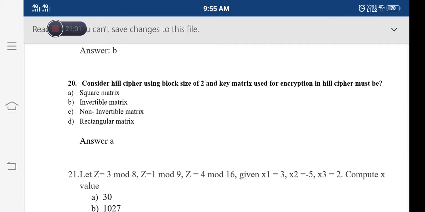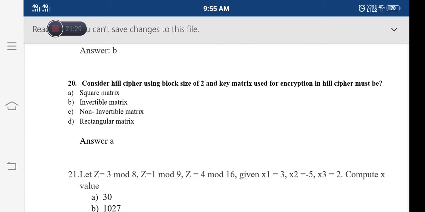Okay, now here is one more confusion for you people. Consider the Hill cipher using a block size of 2, and the key matrix used for encryption in the Hill cipher must be... So we know that the formula for encryption is C is equal to the plain text P into the matrix K.